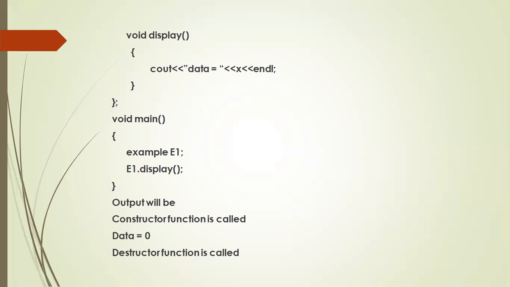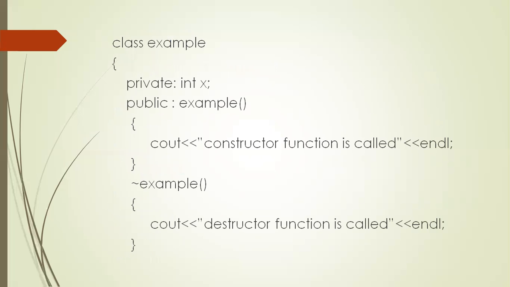After that, you are quitting the main function. And the moment you leave the function, naturally, the destructor function is executed. So at the time of creating an object, the constructor is executed. At the time of leaving that object, because after the statement e1 dot display you are no more using the object called e1, the destructor is executed. So what is the message? Just the message: destructor function is called.